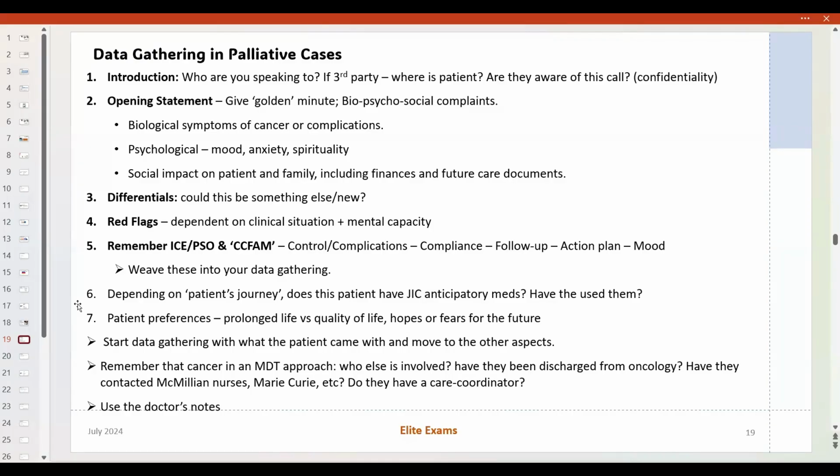Or I've been taking care of my relative, but we're really struggling for money and I need help. And of course, part of the social questions you need to be asking is about the future care document. So if you are doing data gathering for palliative cases, your data gathering needs to cover these three aspects.